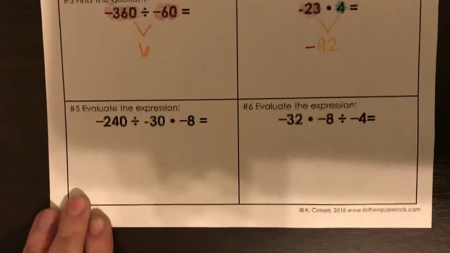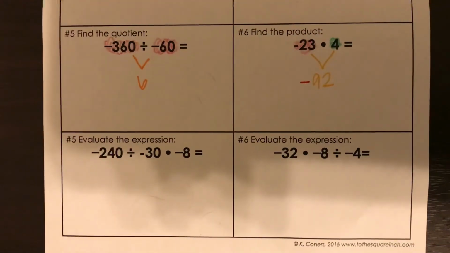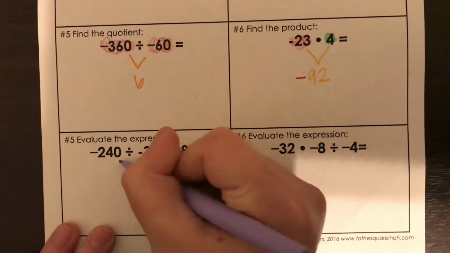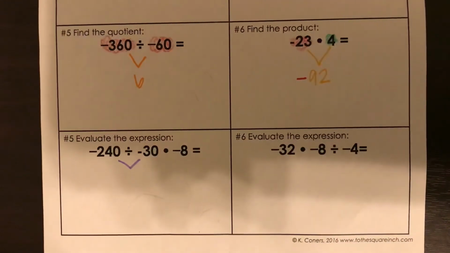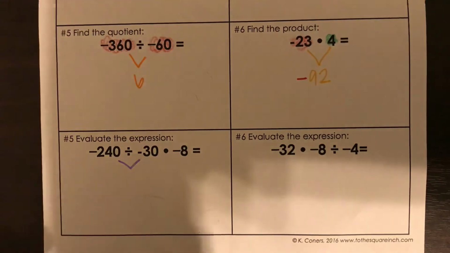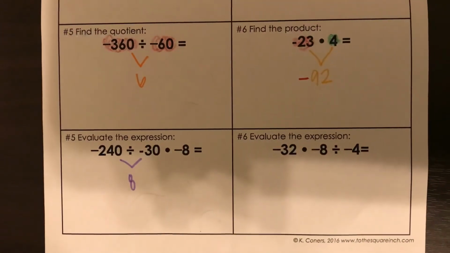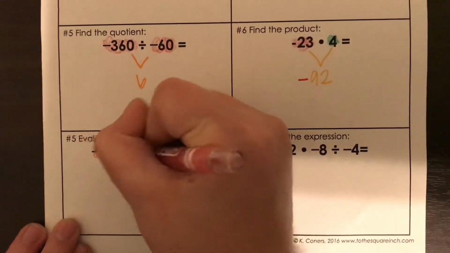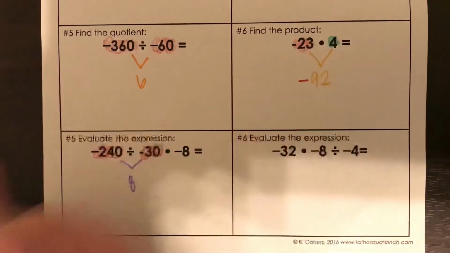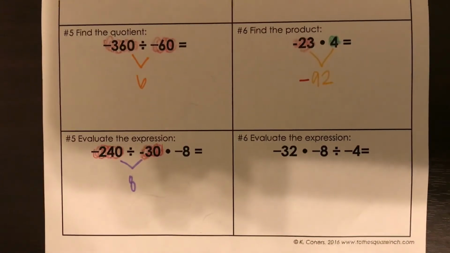All right, these last two are a little different than the others. When you get to problems like this where it's multi-step, I would just break it down and look at it one thing at a time. So first, let's look at negative 240 divided by negative 30. That is going to give us 8. I have a negative 240 and a negative 30, and since it's same signs, it's going to be positive.